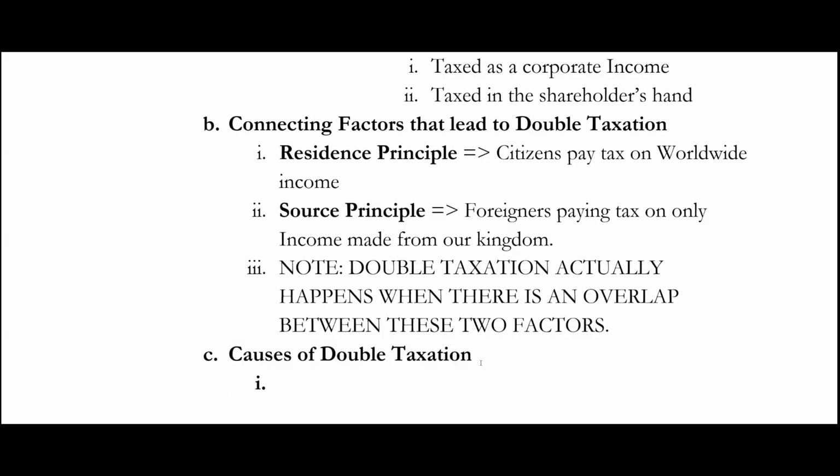Yes. So this becomes a residence source conflict. What did I say? It becomes a residence what? Source conflict. Why is it becoming a residence source conflict? Because Ghana will be claiming to charge tax because he's a resident, and then Nigeria will also want to tax him because the revenue is being generated from their country. Yes. So because of this overlap, it caused a residence source conflict.